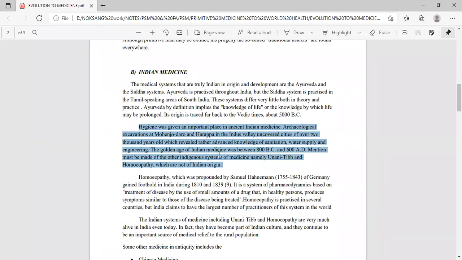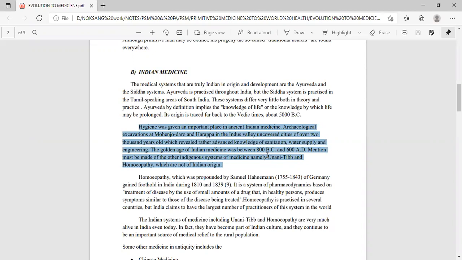The golden age of Indian medicine was between 800 BC and 600 AD, before Christ and Anno Domini. Mention must be made of the other indigenous systems of medicine, which were used even at that time: Unani Tibb and homeopathy, which are not of Indian origin. Unani was mainly based on the teaching of physicians Hippocrates and Galen. They were physicians at that time, so it was their medicine.